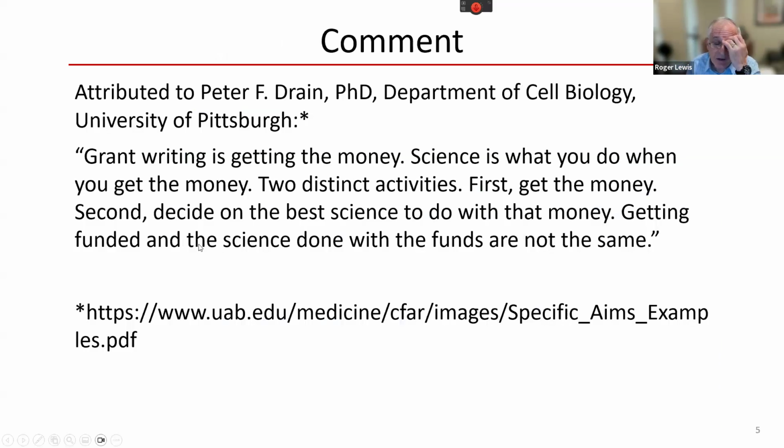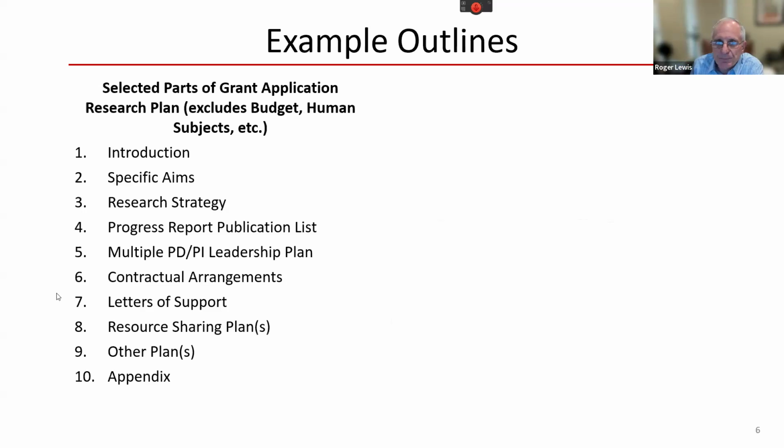So this is a comment I found that was attributed to Peter Drain, who was at University of Pittsburgh at the time. It says the grant writing is getting the money. Science is what you do when you get the money. They are two distinct activities. First, get the money. Second, decide on the best science to do with that money. Basically saying that those are not the same thing.